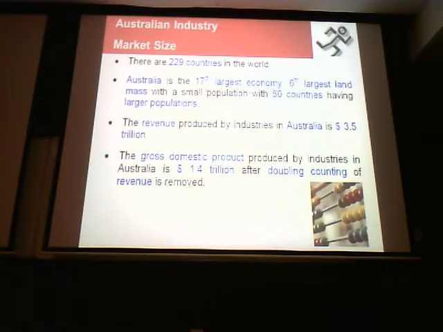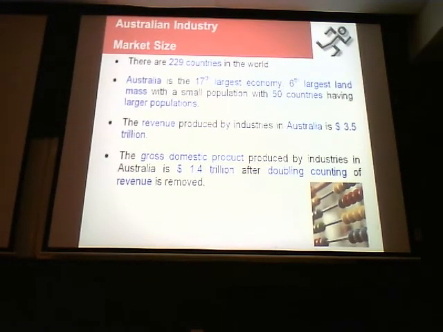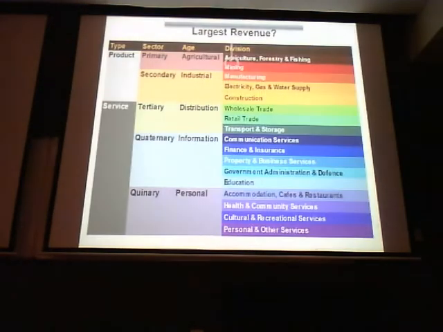By revenue, if you double count, Australia is doing about 3.5 trillion in revenue. The world's doing about 77 something trillion dollars in gross domestic product or revenue. If you take out the double counting, it's about 1.4 trillion in revenue. So that's what the Australian economy is. That's how big, or the market size of the Australian economy.